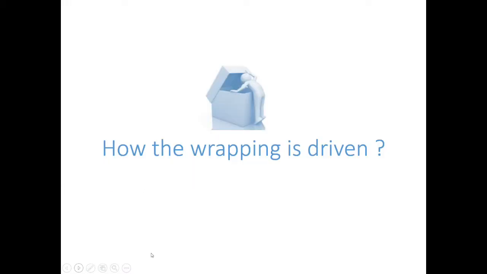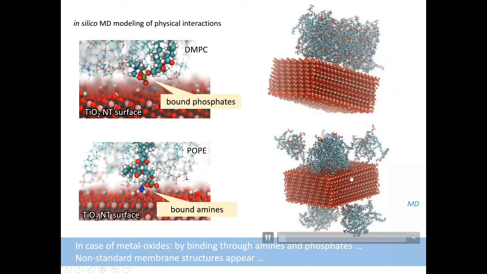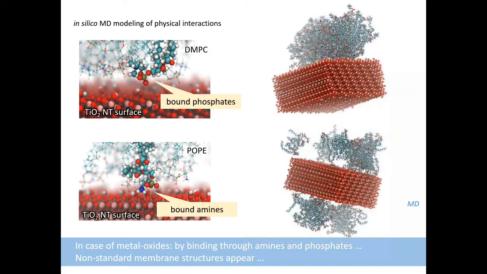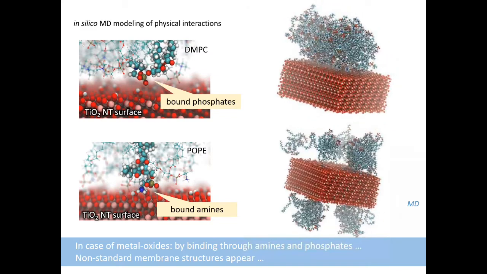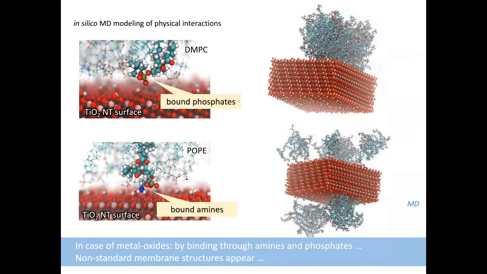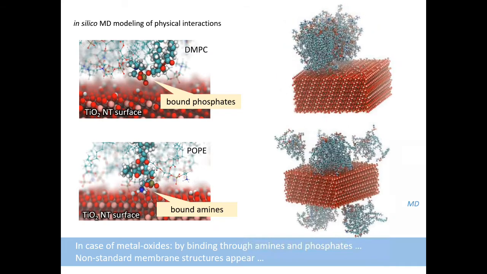So, of course, the first question is how this wrapping is driven. We have heard a presentation from Nick, and we will hear another one from Sasha. Here, just briefly, are the results from Sasha's simulation. In the upper row you can see binding of phosphates, and in the lower row, binding of amines from lipids onto the TiO2 nano surface, the surface of the nanomaterial.